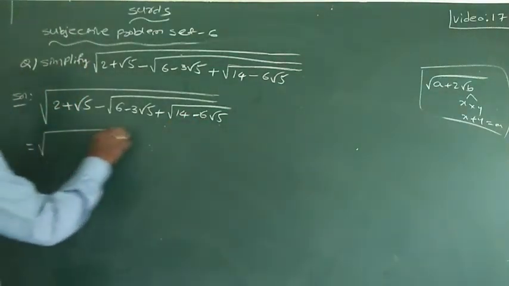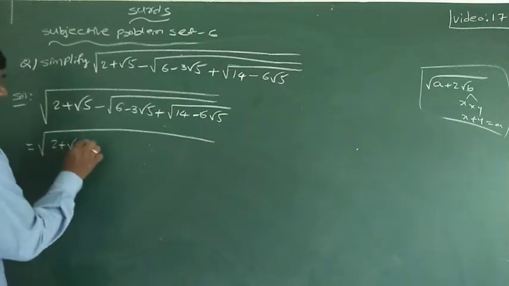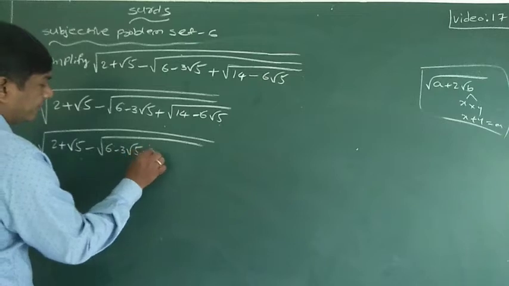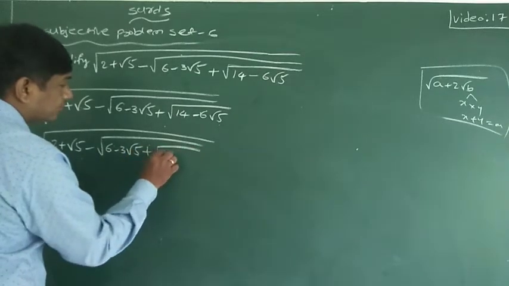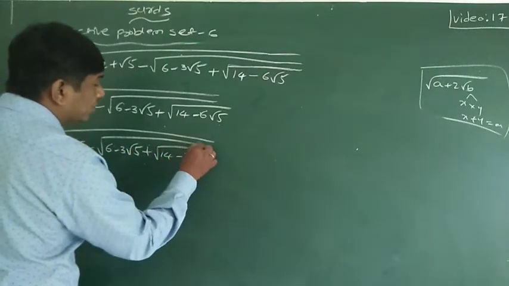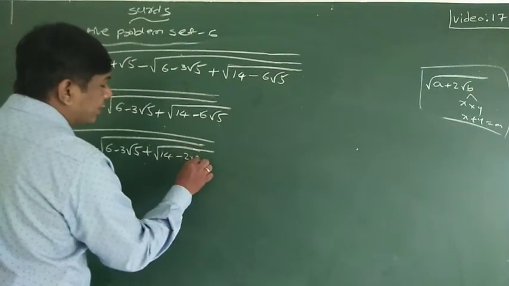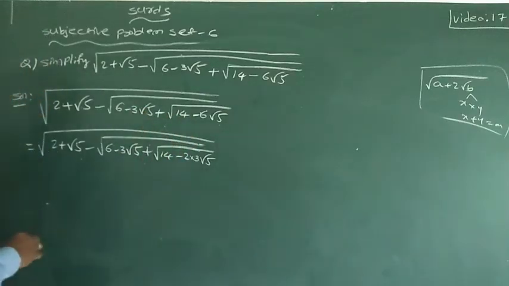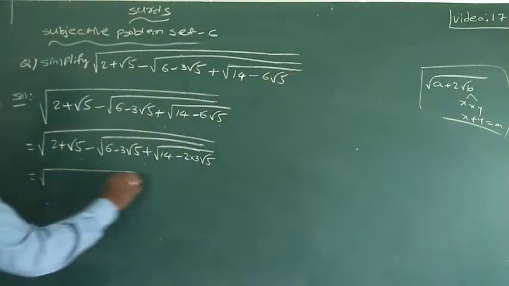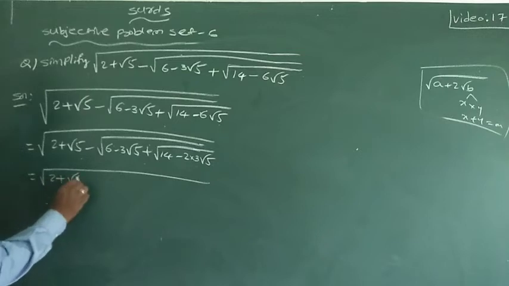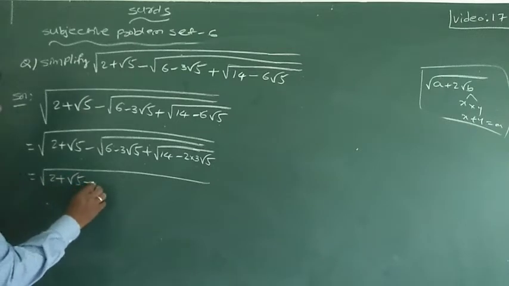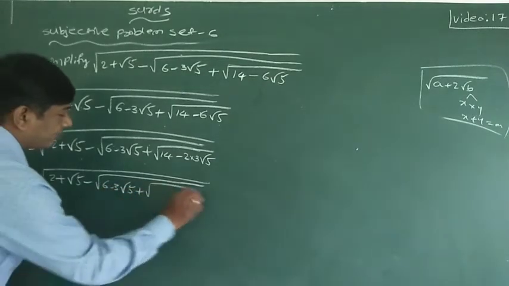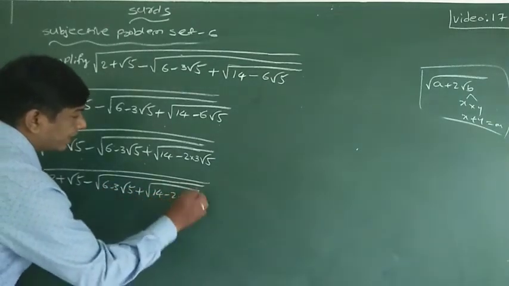So root of 2 plus root 5 minus square root of 6 minus 3 root 5 plus root of 14 minus 2 into, this 6 can be written as 2 into 3 into root 5. 2 3s are 6, 3 take inside. That is equal to root of 2 plus root 5 minus square root of 6 minus 3 root 5 plus root of 14 minus 2 into 3 square is 9.